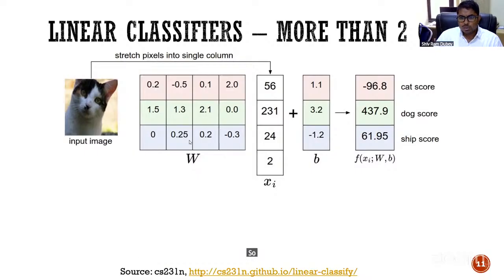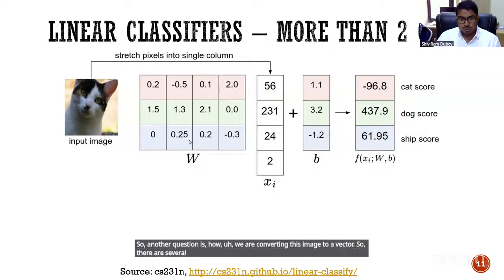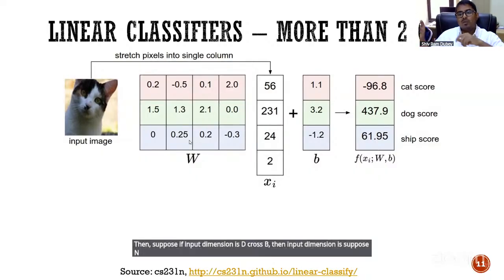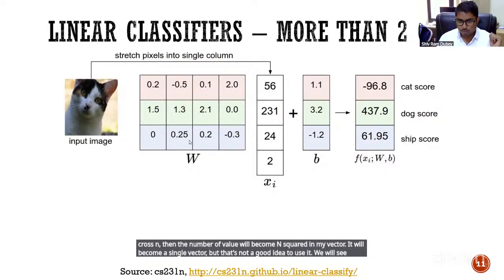So another question is how we are converting this image to a vector. There are several approaches to do that. A simple approach is we have an image, we can just stretch it into a vector. Then if the input dimension is n cross n, the number of values will become n squared in my vector. It will become a single vector, but that's not a good idea to use. We will see in the CNN why it is not a good idea.